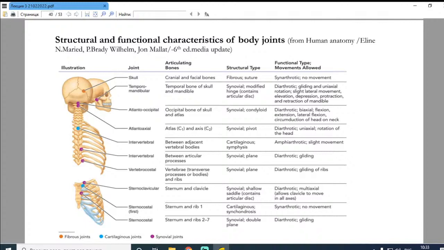Now, for example, the intervertebral joint between adjacent vertebral bodies. Structural type, cartilaginous symphysis. Amphiarthrosis, slight movement. Intervertebral joint, what we see, this is between articular processes, synovial plane, diarthrosis, gliding.